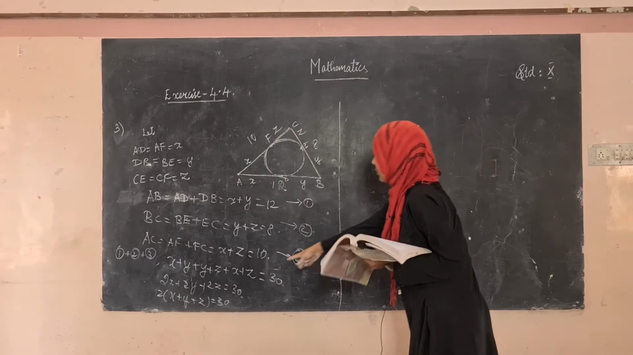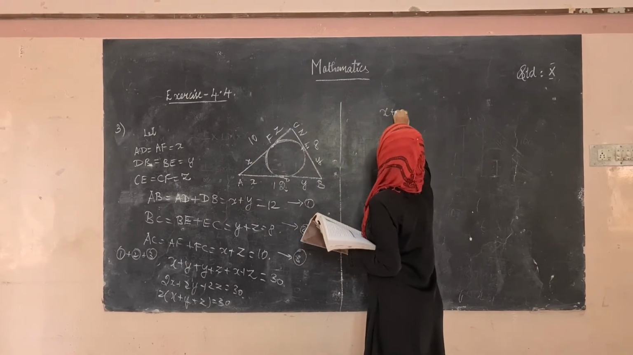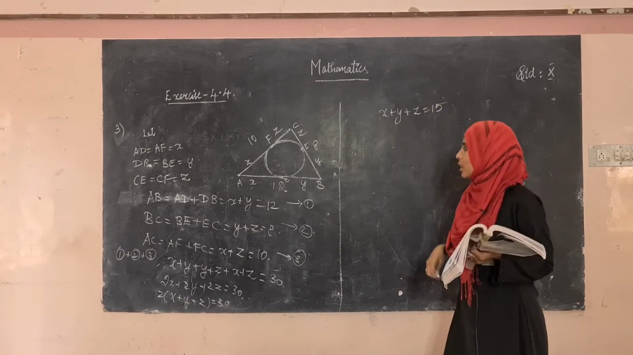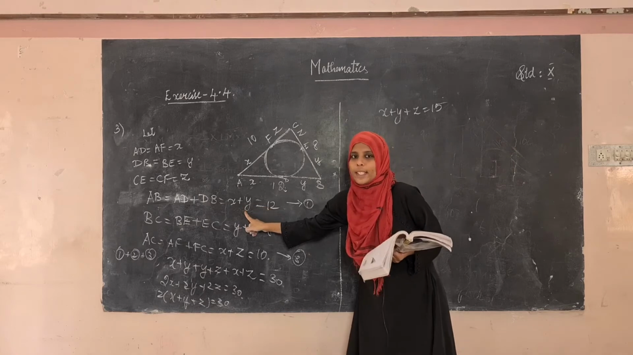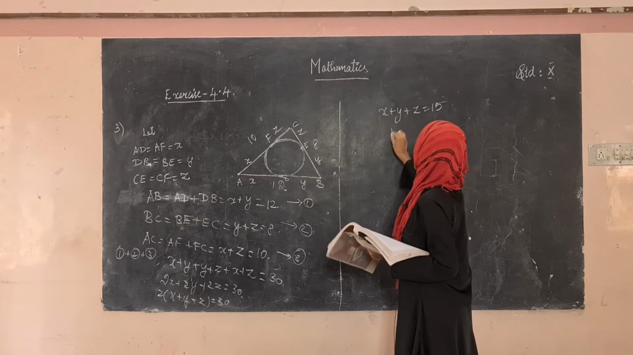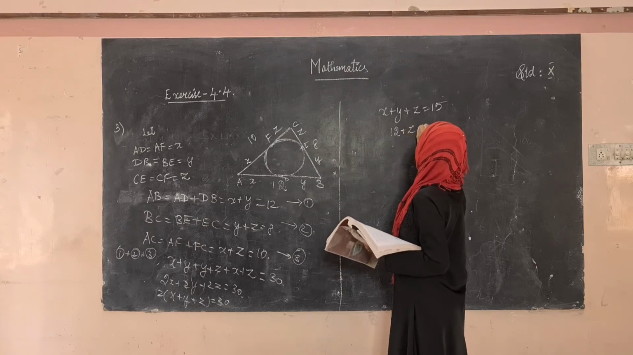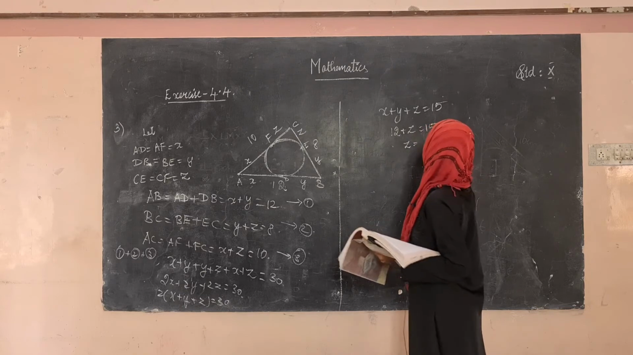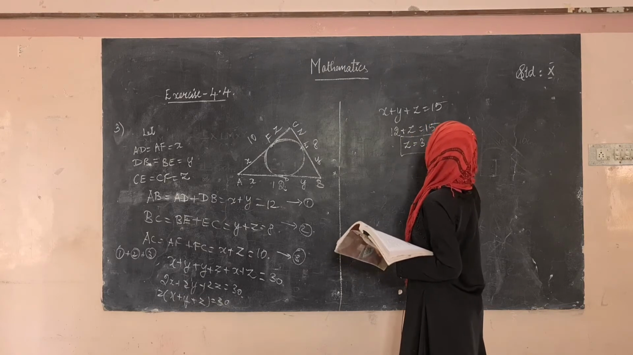Okay. So from that, x plus y plus z is equal to 15. But we know that x plus y is equal to 12. So substituting it here, 12 plus z is equal to 15. Therefore, z is equal to 15 minus 12, which is 3. So the value of z is 3 centimeters.